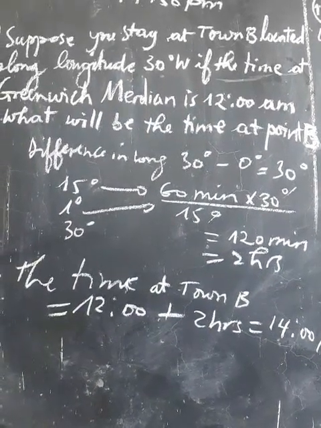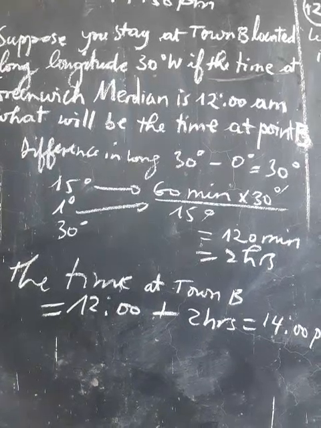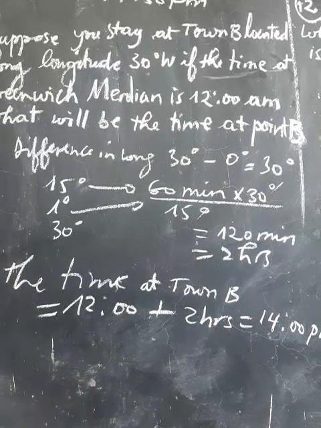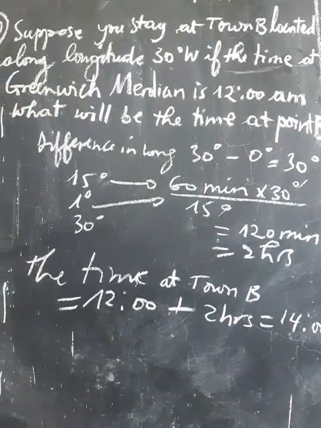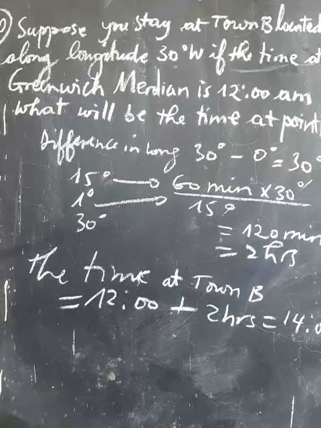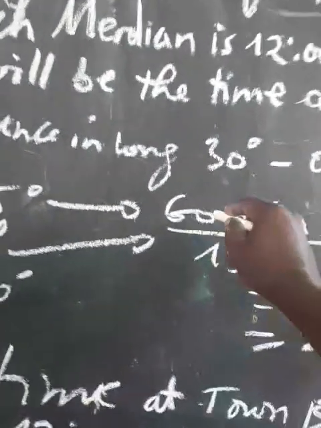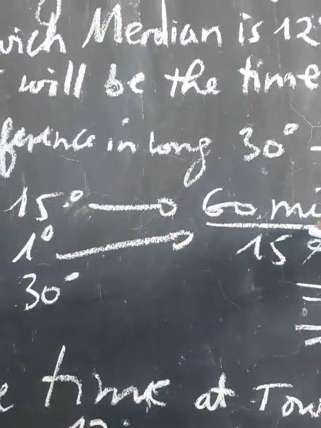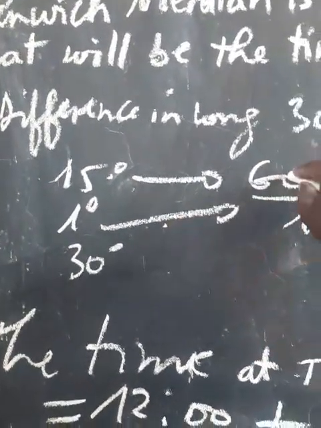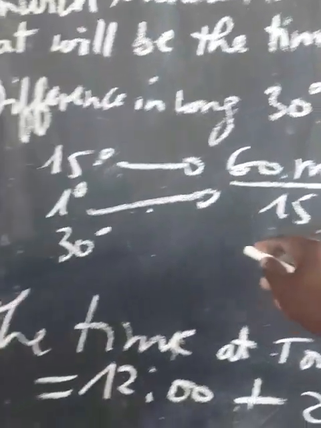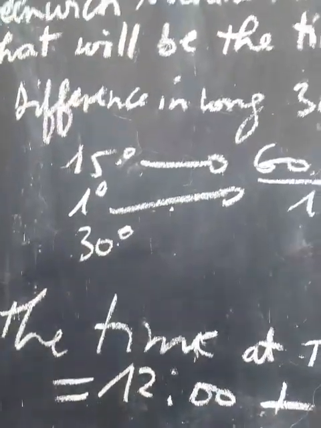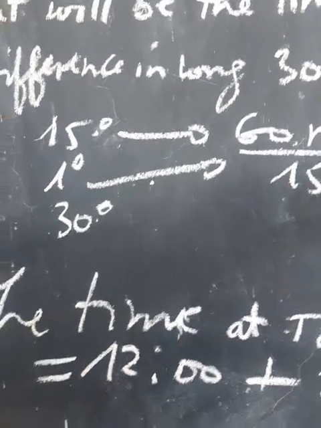Greenwich Meridian has 0 degree of longitude. And we take 30 degree minus 0 degree, and then we get 30 degree. And when we are finding the time, we first put 60 minutes on this side and 15 degree on this side. 15 degree corresponds to 60 minutes. Then 1 degree corresponds to 60 minutes over 15 degree. Then the 30 degree that we found from the difference will be equal to 60 minutes times 30 degree over 15 degree.